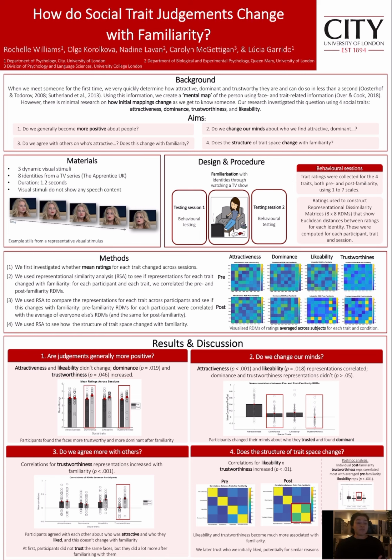We also compared representations for each trait between participants to see if there's any agreement, and if this agreement changed with familiarity. So pre-familiarity RDMs were correlated with the average of everyone else's, and the same was done for post-familiarity RDMs. Finally, we explored how the structure of trait space changed with familiarity. Are some traits associated with each other, and does this change with familiarity?